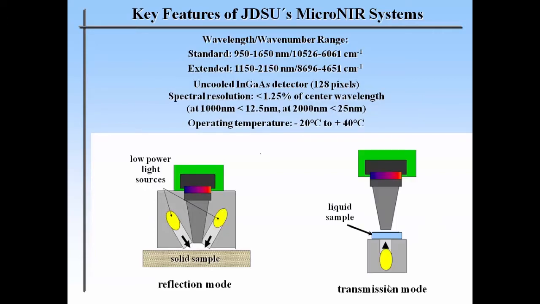You can measure in reflection. So you put this, it's like the head of a stethoscope, on the sample and measure it. Or you take the source out of the instrument, put it on a sort of specific metal plate, where you have the possibility to put a liquid sample in between before it falls on the spectrometer. And you measure in transmission.